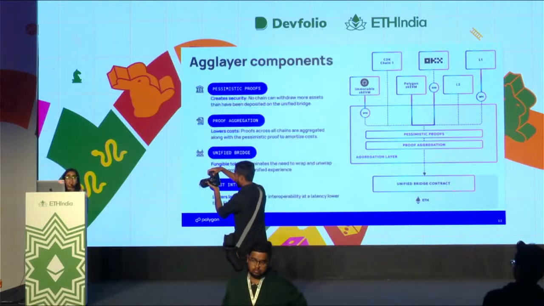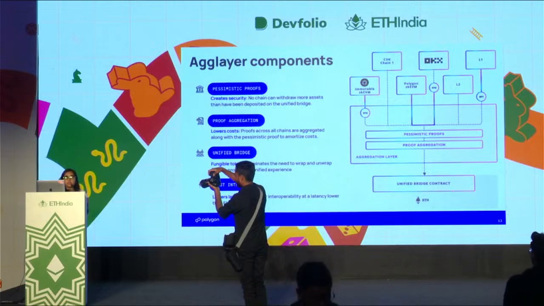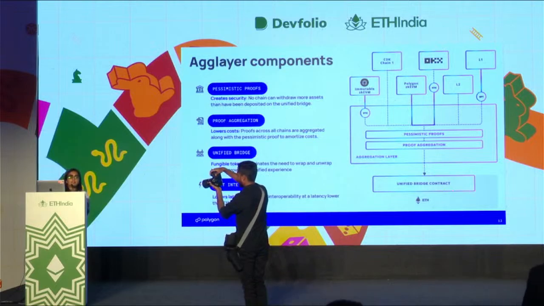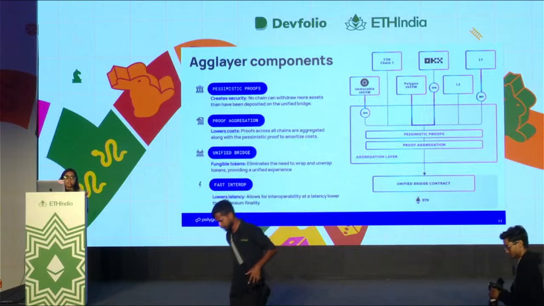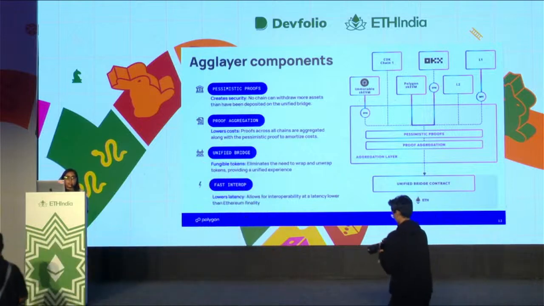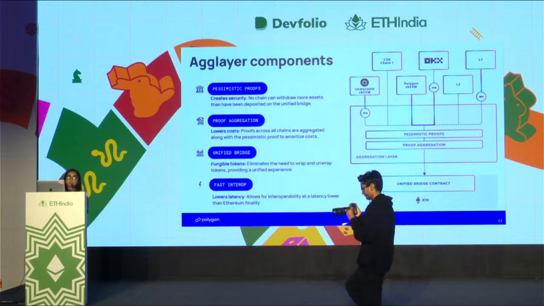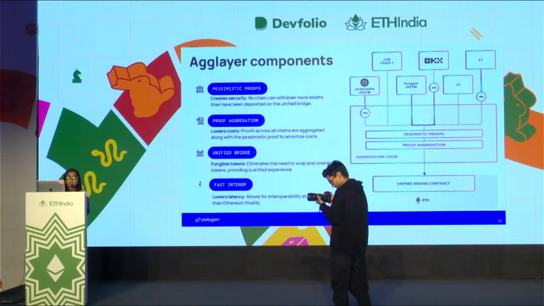Now, how does it really happen? How does it really work behind the scenes? There are four potential different components that are involved in making this happen. One of them is pessimistic proof. The second is proof aggregation, and the third is unified bridge, which is what people think that AggLayer is all about, just the unified bridge. And the fourth is fast interop.